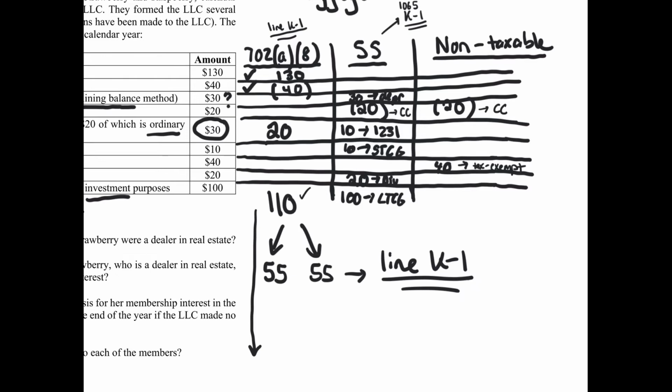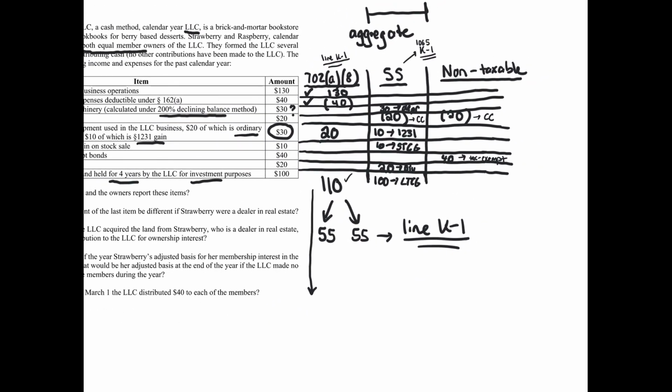For the owners, they each are going to get a K-1. Raspberry and Strawberry both get a K-1. Remember, they're 50-50 owners. Everything is going to be split 50-50. So on line 1, Strawberry reports 55, Raspberry reports 55 of ordinary business income (loss). With respect to each of these separately stated non-taxable items, you take each one and you take half and half. So for example, the long-term capital gain, item 9, Strawberry is going to have 50 of that as long-term capital gain, and Raspberry is going to have 50 of that long-term capital gain. So you actually break it up based on their ownership percentage in this problem.